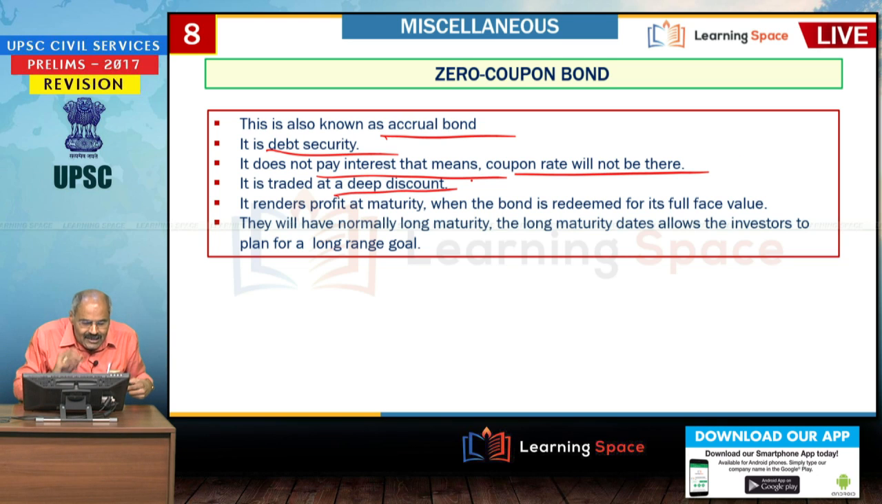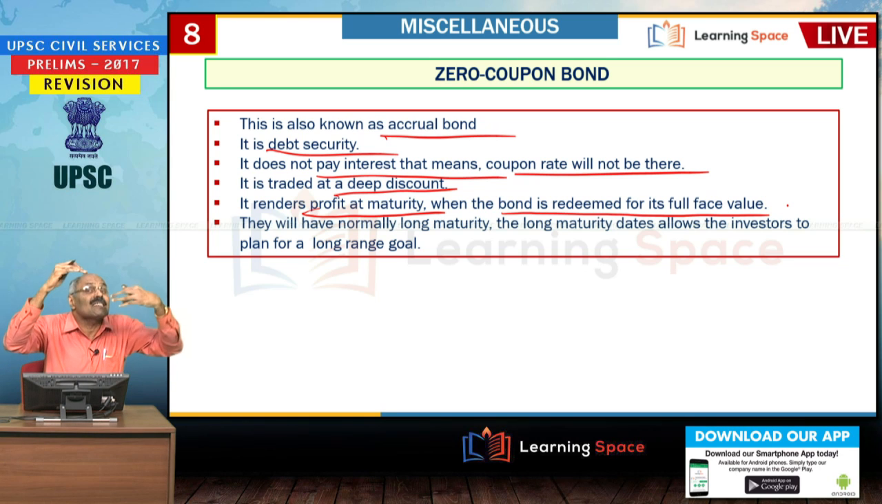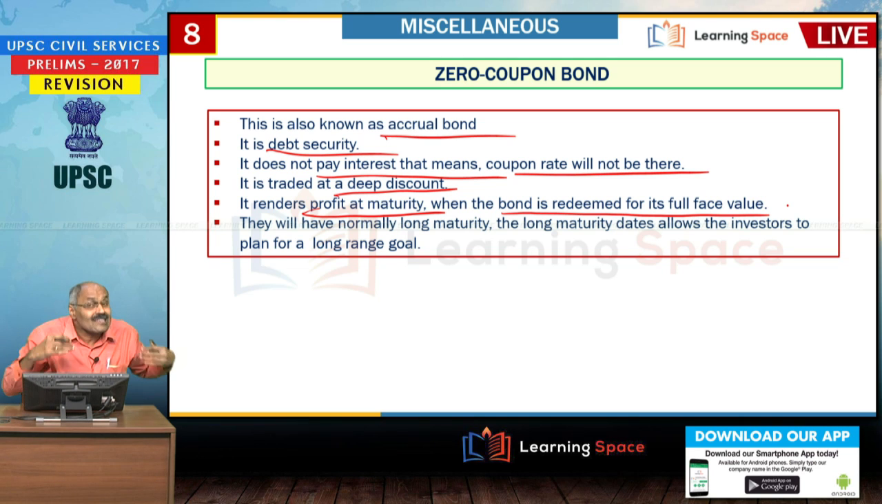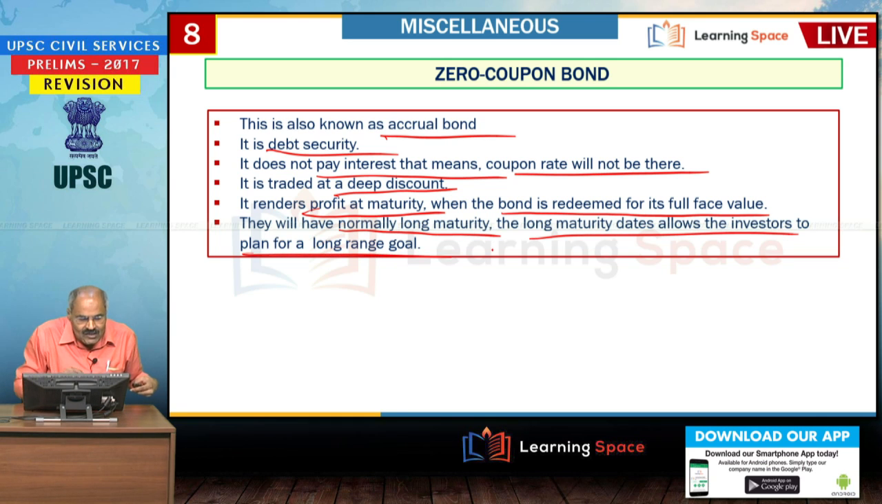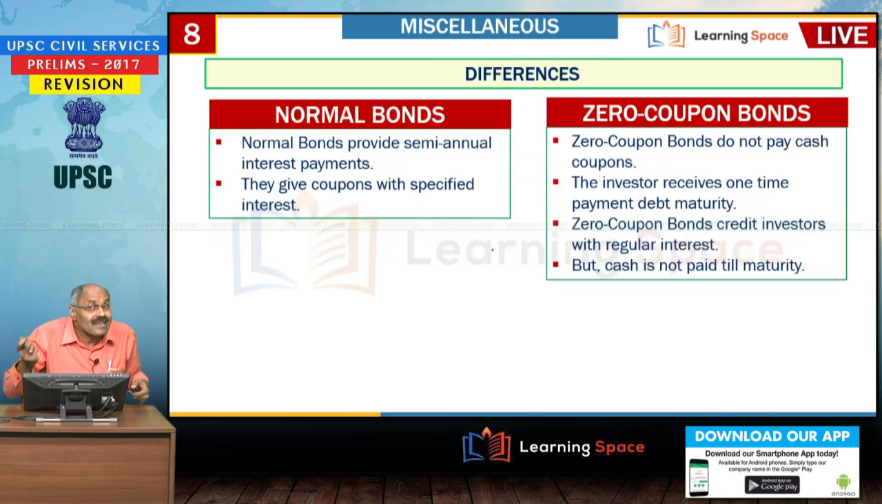So, it is traded at a deep discount. It renders profit at maturity when the bond is redeemed for its full face value. If the full face value is rupees 3 lakhs, which I will get by 2030, I will purchase it now at rupees 1 lakh. That is a deep discount, and I will not get any interest in between. It will have normally long maturity, and it allows the investors to plan for a long range goal.